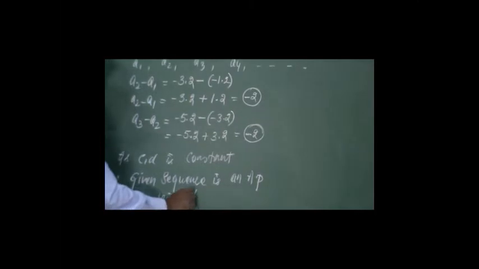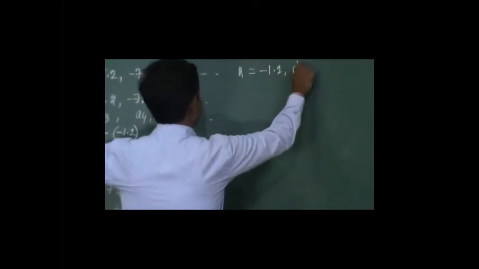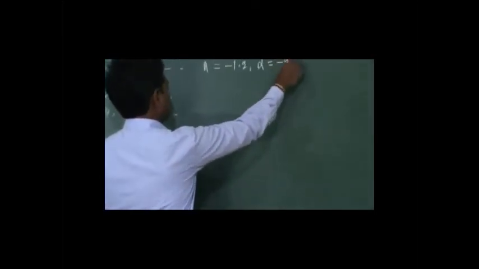As common difference is constant, therefore the given sequence is an AP with D is equal to minus 2. So value of D is minus 2. So we can write out the data again. A is minus 1.2, D is minus 2. So as it is confirmed that the given sequence is an AP, we can find out the next 3 terms.